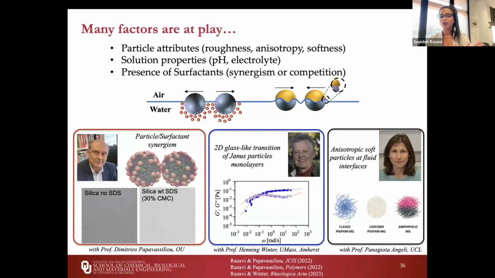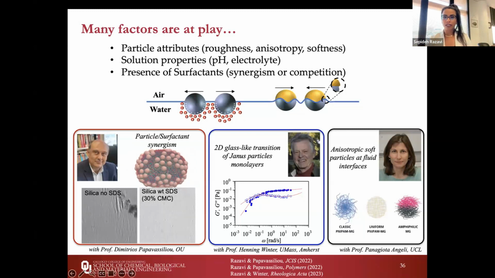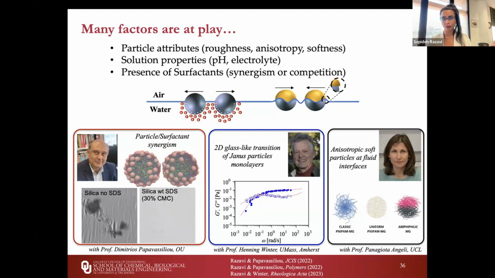And I focused only on roughness, right? Of course, this is a very complex phenomenon. Multi-level attributes can come into play. For example, we work on anisotropic particles. We have collaboration on softness. I didn't talk at all about solution properties, right? So if you think about the charged particles, depending on the pH, you can have different charge on the particles, and therefore the interactions are going to be different as the particles are going to come closer to each other.